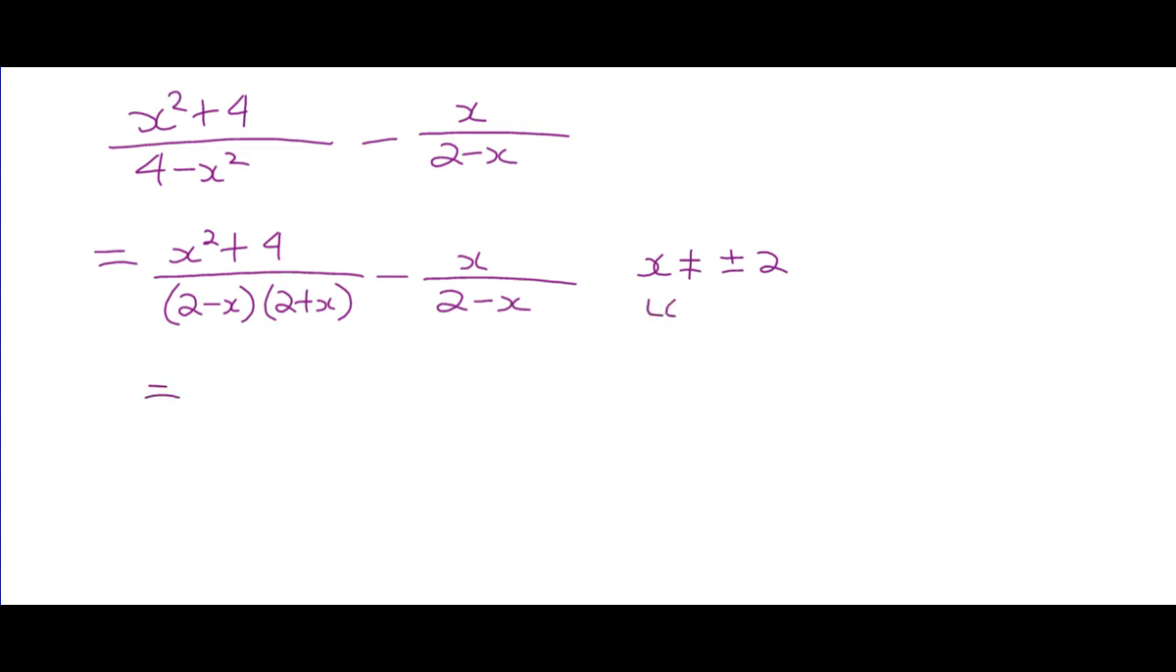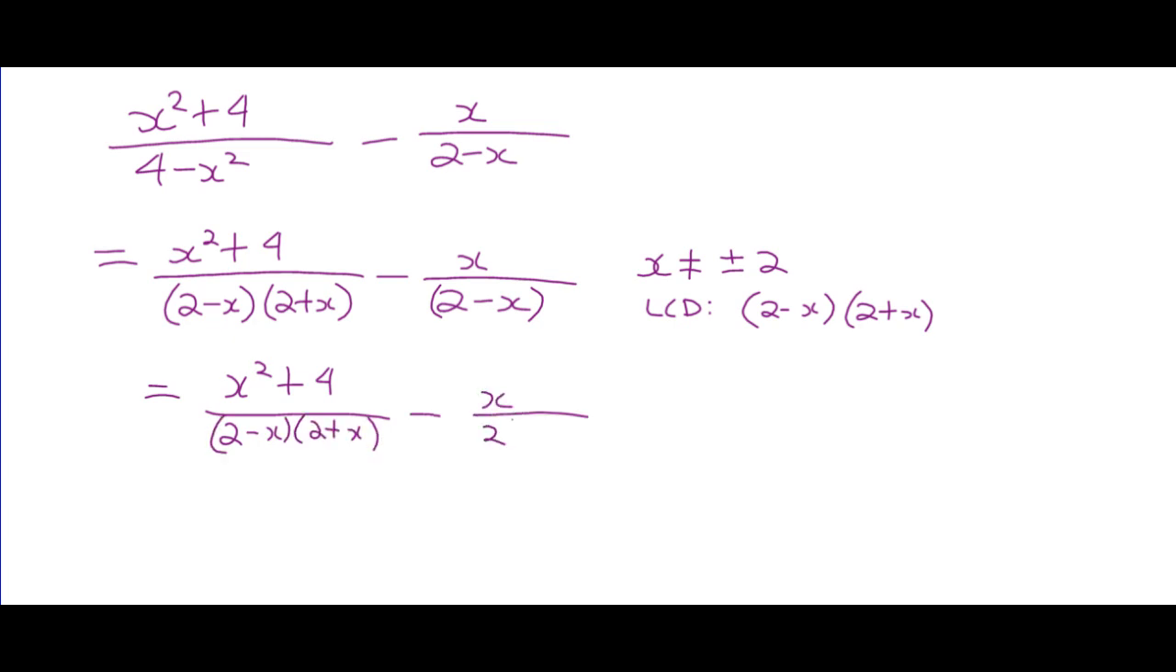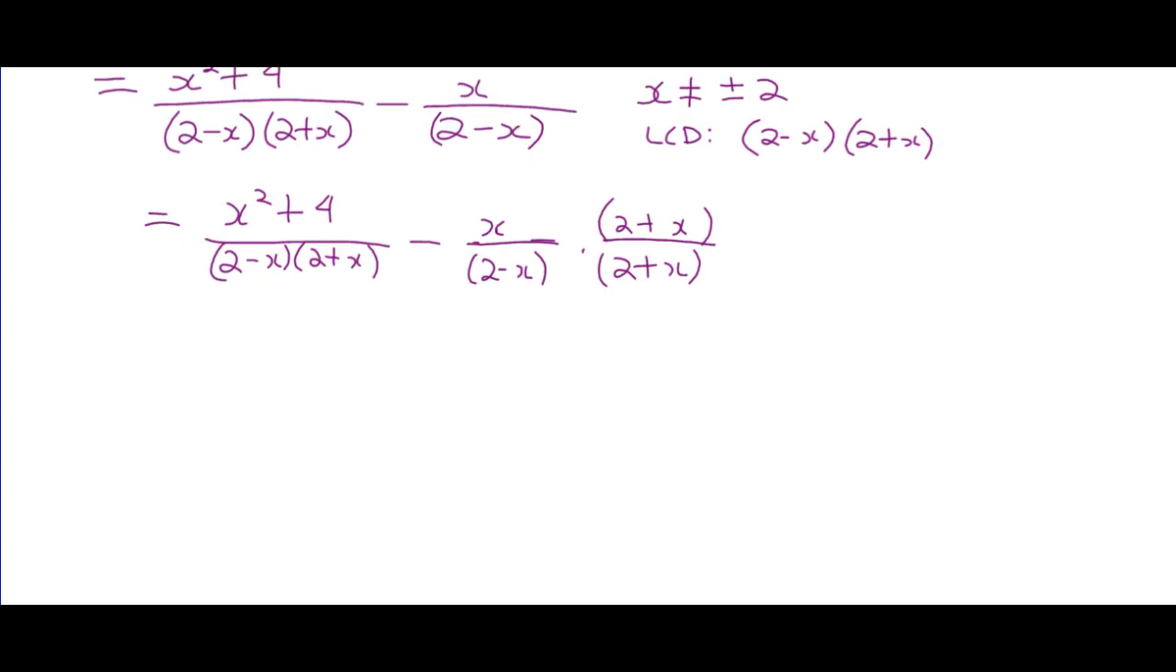Okay, what's the LCD? 2 minus x, 2 plus x. So this one term is just going to be left alone, right? There's nothing that... it's got everything it needs. It's got a 2 minus x. It's got a 2 plus x. This other term needs something. So what does it need? Okay, so it needs a 2 plus x over 2 plus x.